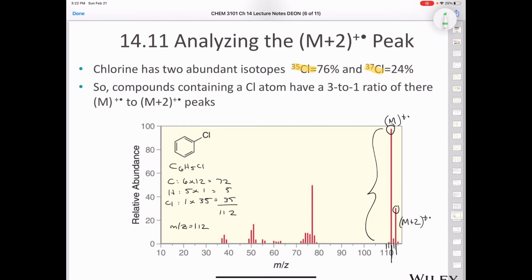And so the take-home message for students in Chemistry 3101 is, when you see an M+2 ion that is about 1/3 the height of the molecular ion, you know that you have a chlorine atom in your molecule.